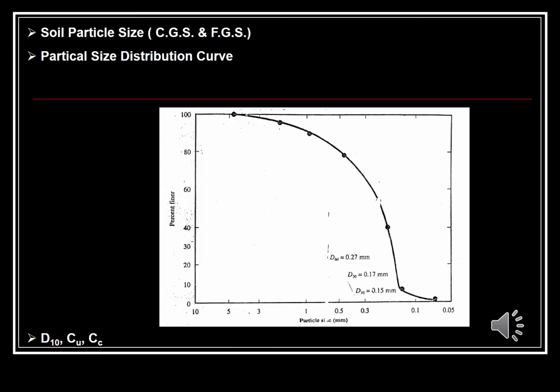You can see there are particles and also the percentage finer. So this soil particle size and the particles are distributed as shown. You can see in this diagram. This diagram shows the particle size on the horizontal axis and the percentage finer distributed.